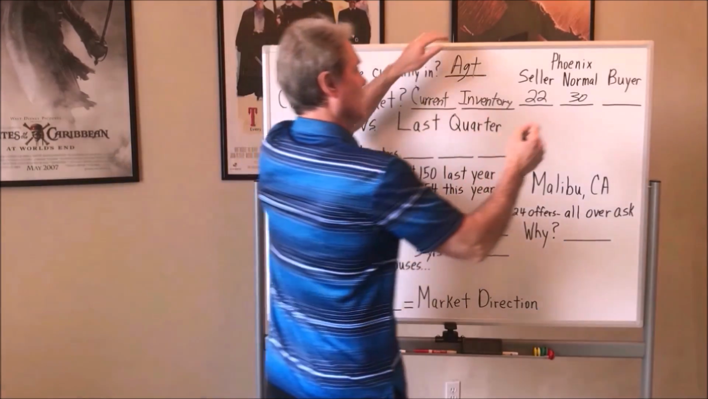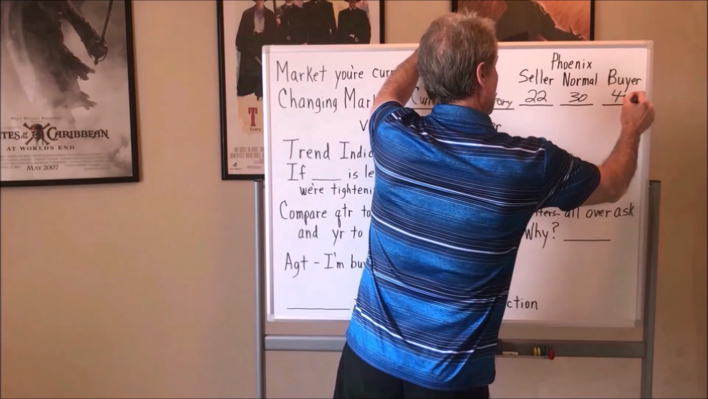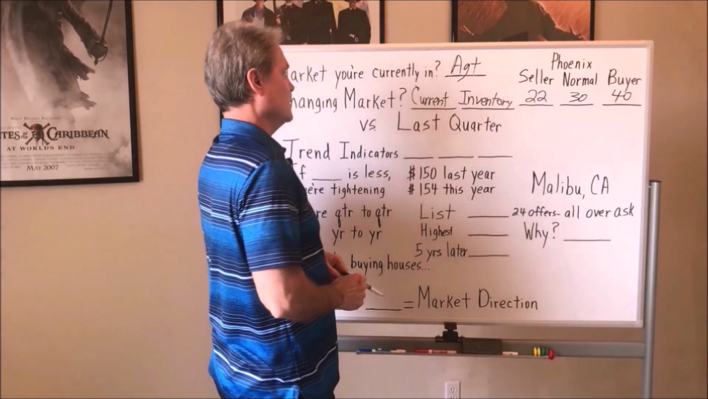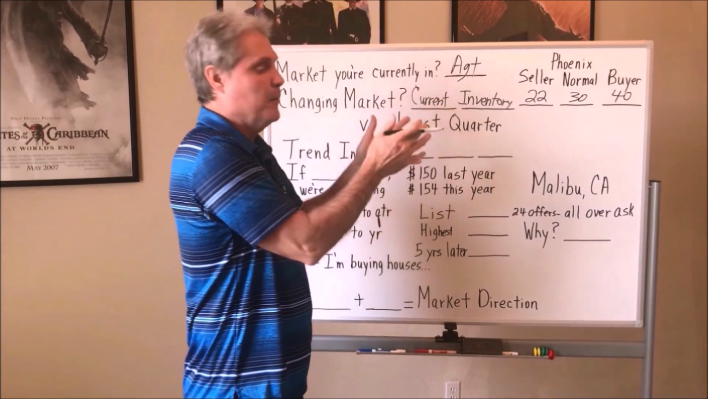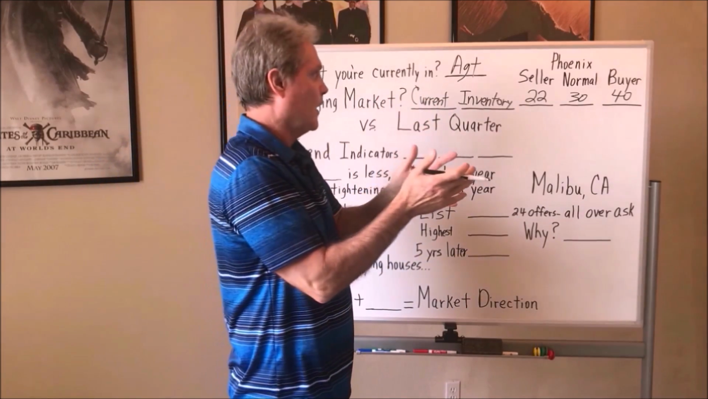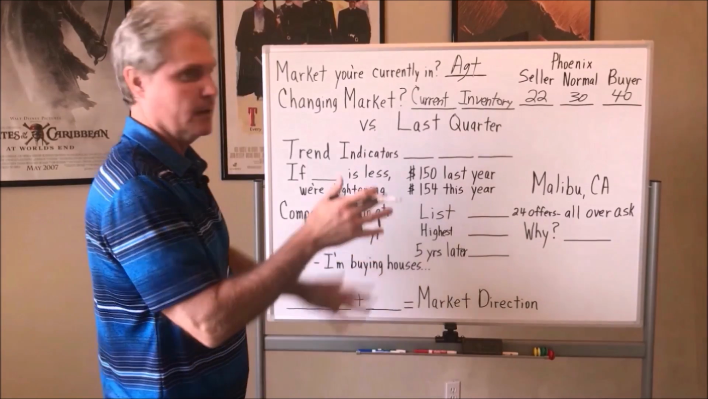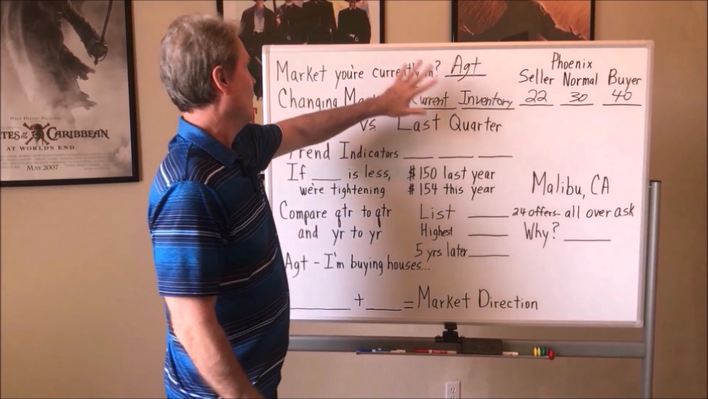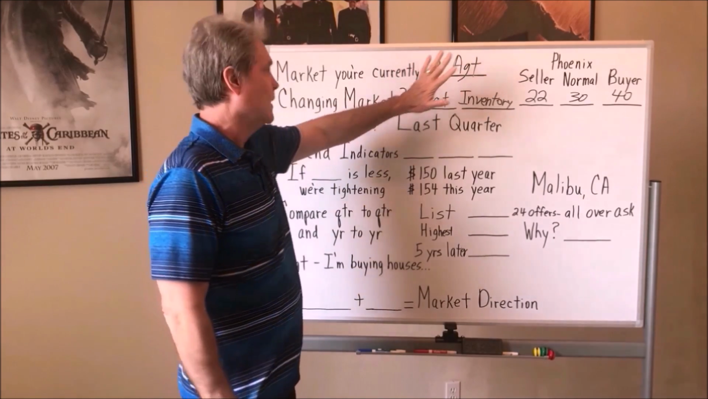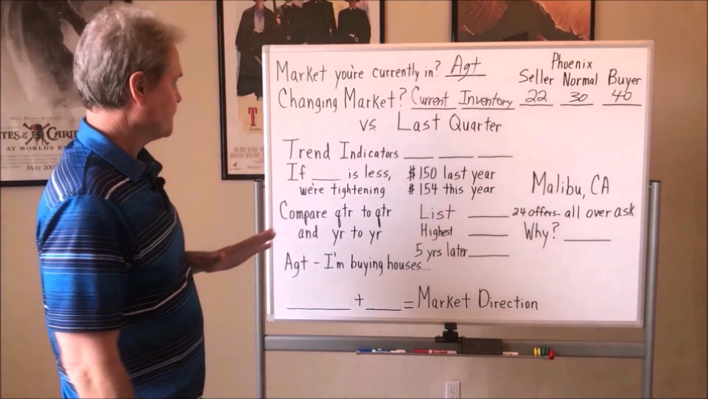And conversely, let's say there's 40 houses for sale. So last quarter 30, current inventory is 40. We've got more inventory on the market, so we're in a buyer's market. We're certainly headed that way. We're probably already there. So that's how you determine what market you're in. That's one of the ways you determine what market you're in.